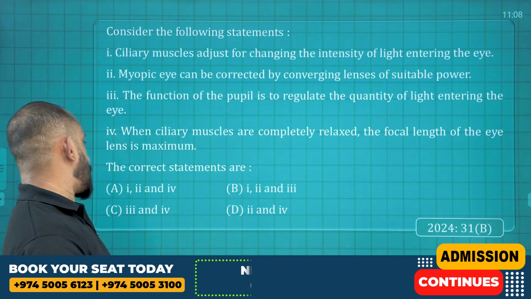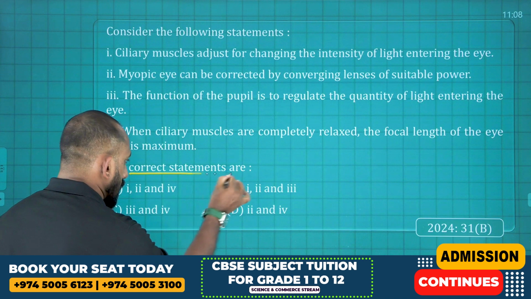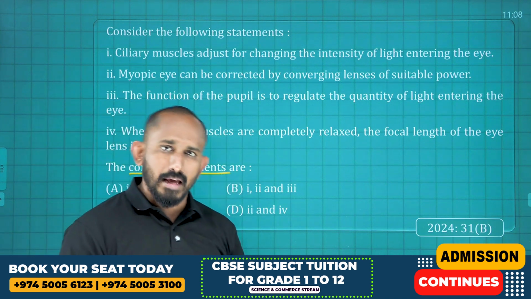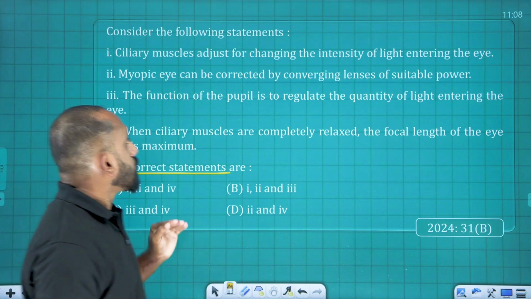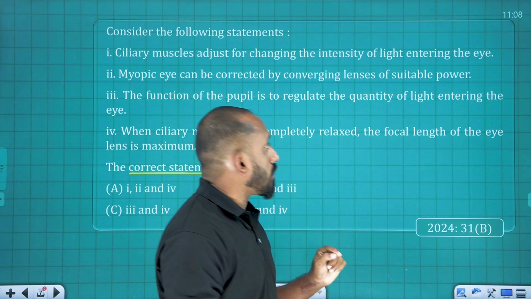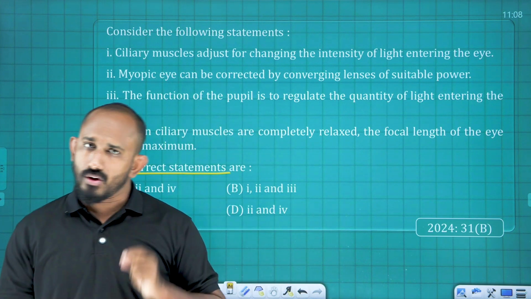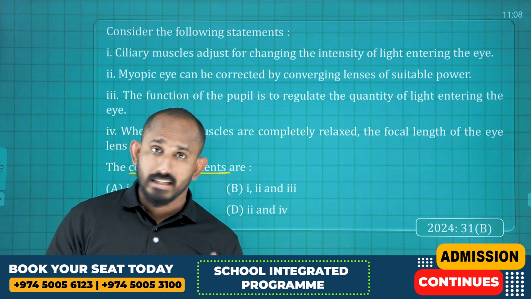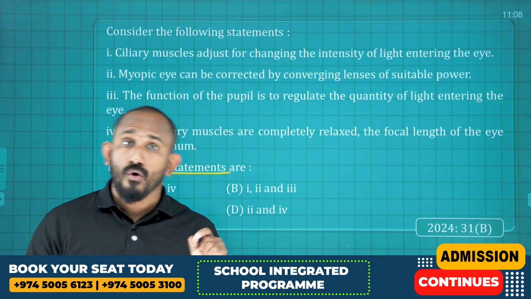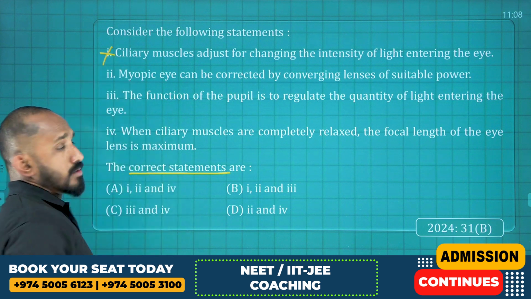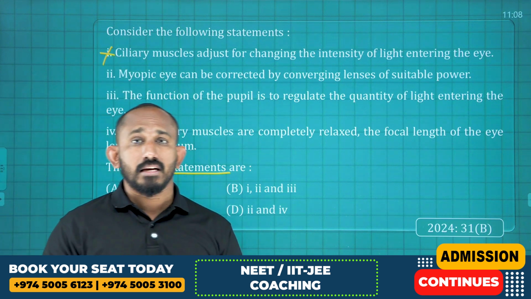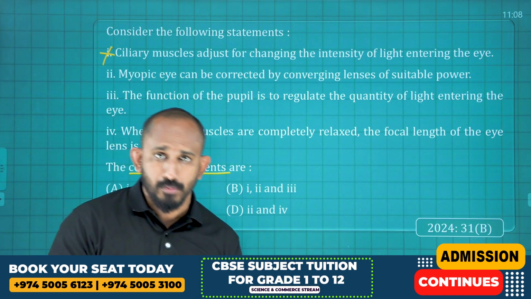Consider the following statements. Which are the correct statements? Statement 1: ciliary muscles adjust for changing the intensity of light entering the eye. No, the ciliary muscle can't adjust the intensity, it can adjust only the focal length of the lens. So 1 is wrong. The intensity of light entering is controlled by the iris and pupil only.